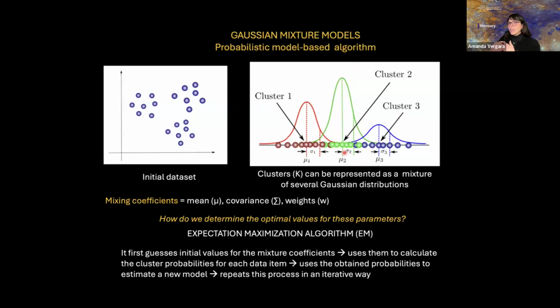So you recalculate the mean, the covariance, and the weights, okay? So going back and forth again between the expectation and the maximization steps, at a certain point, your parameters will be stabilized. And at that point, you will have your clusters.